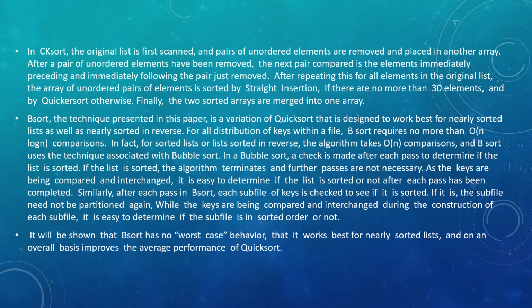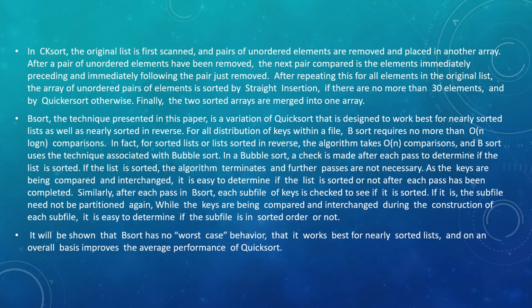After a pair of unordered elements has been removed, the next pair compared is the elements immediately preceding and immediately following the pair just removed. After repeating this for all elements in the original list, the array of unordered pairs of elements is sorted by straight insertion if there are no more than 30 elements, and by quicksort otherwise. Finally, the two sorted arrays are merged into one array.